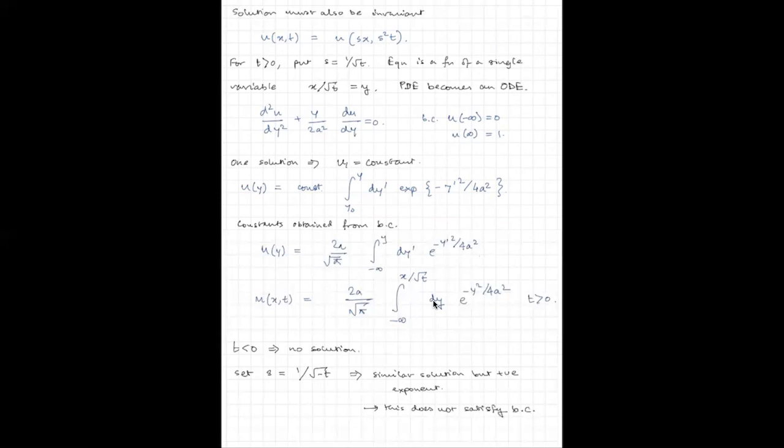Right. So this is what we now see: you're being able to solve that for t greater than 0 and not being able to get some solution for t less than 0. This has a simple sort of physical meaning behind it.